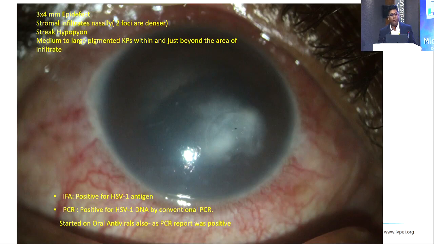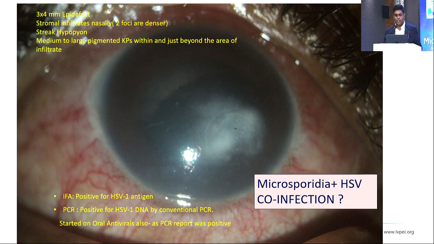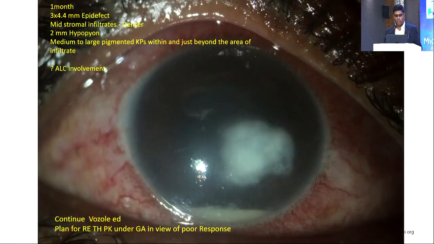On subsequent follow-up, she developed an epithelial defect with the stromal infiltrate appearing denser. The IFA and PCR came positive for HSV. So a co-infection with HSV was considered and the patient was started on oral antiviral also.